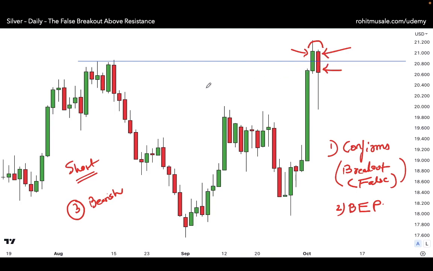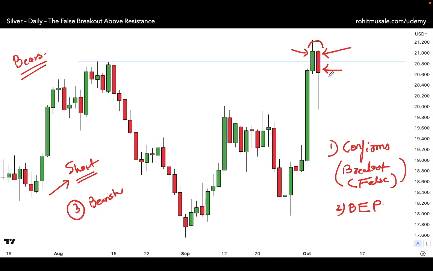Just a single candle which opens above resistance and closes back below resistance itself is a very strong reason to go short, because it clearly demonstrates the power of the bears on that candle. The bears are saying that we are not going to allow the price to go beyond this level. Okay, so those are the three objectives that are achieved by this candle.